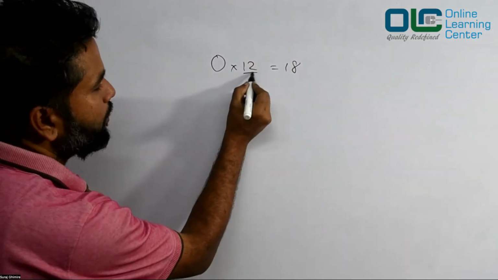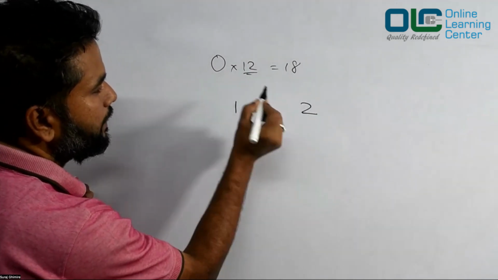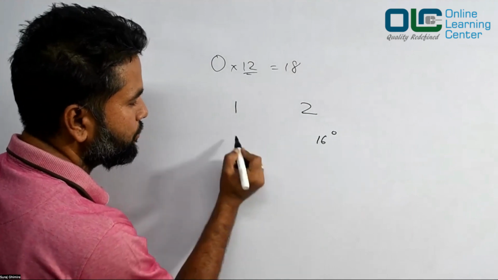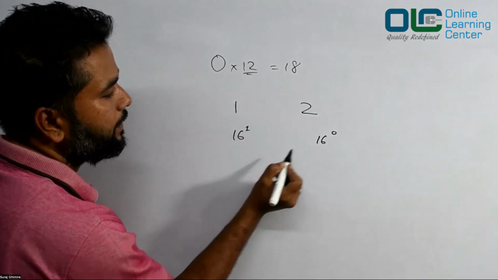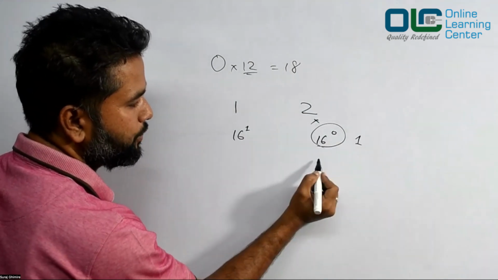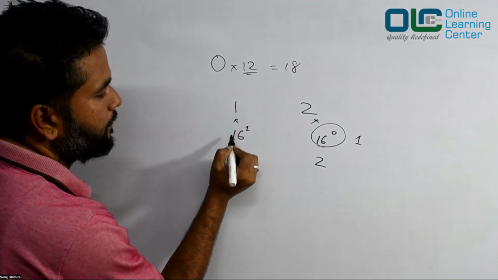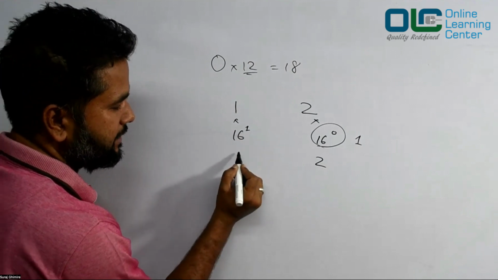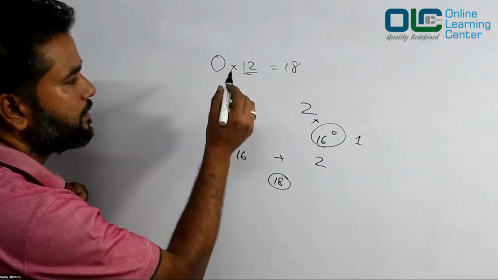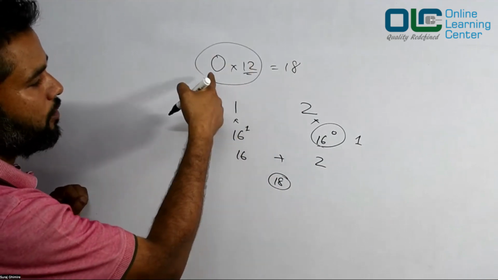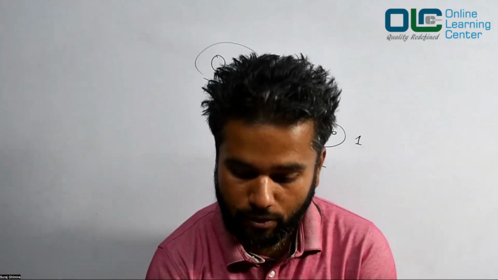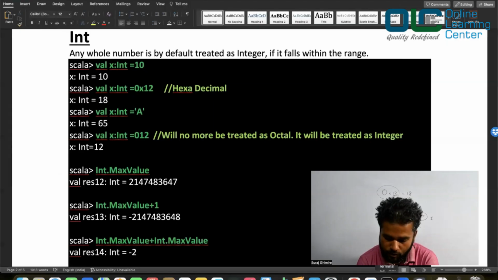Let's see. You have 12, so you write 12. Since this is hexadecimal, that means the base is 16: 16 to the power 0, 16 to the power 1. So 16 to the power 0 is 1, and 1 into 2 is 2. And 16 to the power 1 is 16. You add these two: 16 plus 2 is 18. Hence the decimal value of 0x12 is 18, and that's what you got here. Okay, so let's go back. All right, now let's move on.